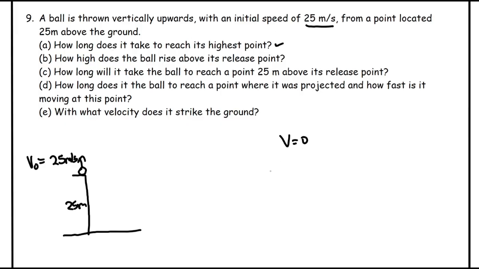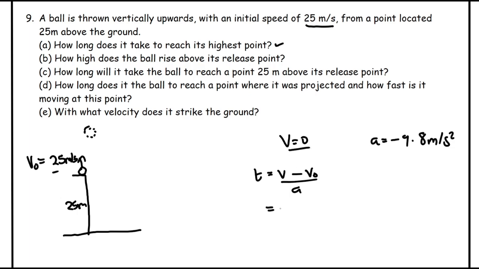We're looking for time. Which kinematics equation can we use to find time? Given the initial velocity, given the final velocity, we don't know the displacement. This is the distance it is above the ground. We don't know the displacement that it will have when it reaches the highest point. So we only have the initial velocity and the final velocity. And we have acceleration because this is happening against the pull of gravity, so this is negative 9.8 meters per second squared. So we can use this equation: t equals v minus v naught over acceleration.